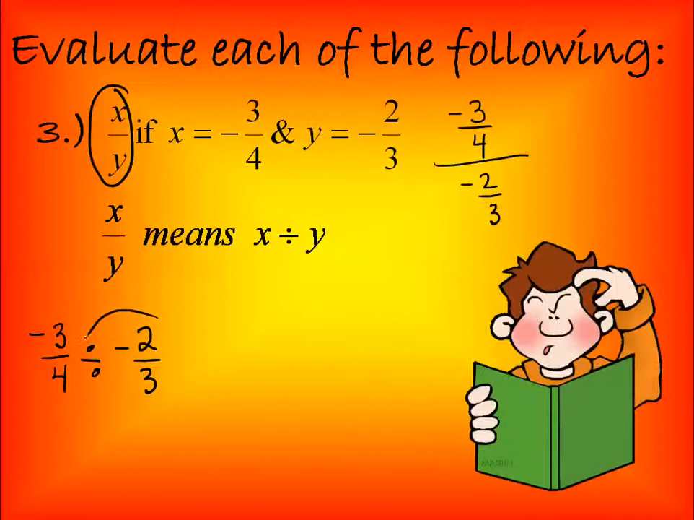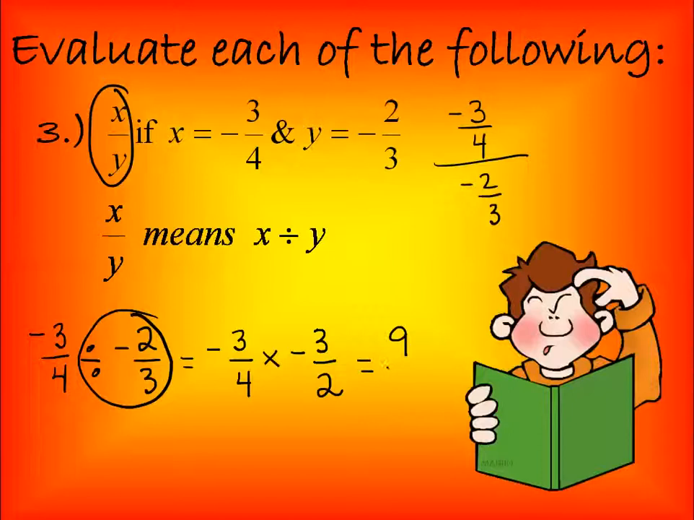I need to multiply by the reciprocal, so I'm going to change this problem to negative 3/4 multiplied by negative 3/2. A negative times a negative is a positive, and so I have positive 9, 3 times 3 is 9, over 8 from 4 times 2. So this would be 9 over 8, or if I want to change it to a mixed number, 8 goes into 9 one time, with a remainder of 1 left over, 1 1/8.